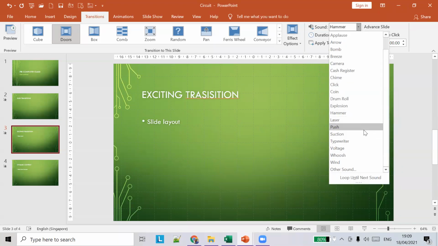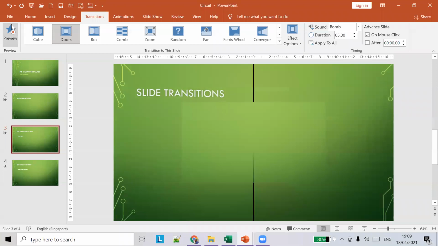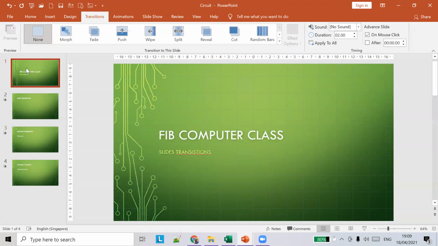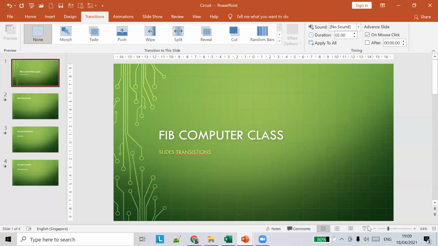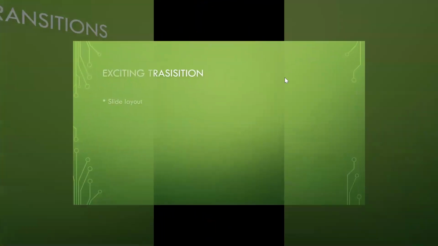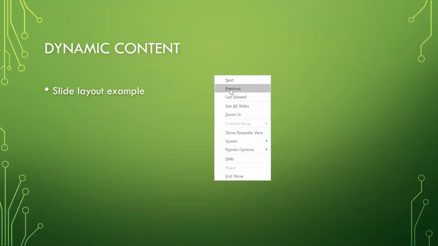So this is how you apply a slide transition sound. Okay, so let's say I saved it and I'm doing a slide transition. Now you can see you are able to hear the sound. Whenever I move the slide, you should be able to hear the sound. So that's how you apply a slide transition sound.